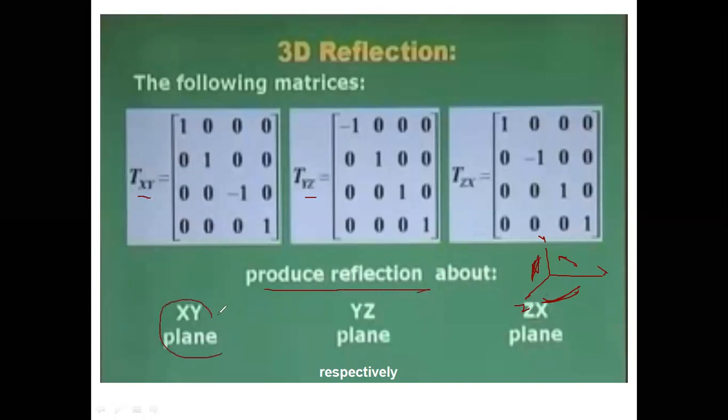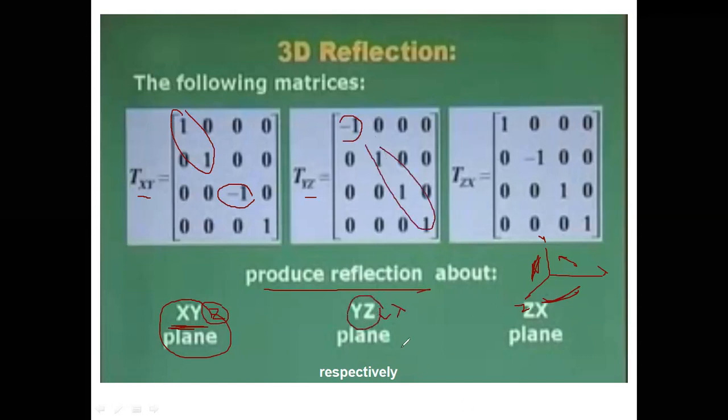So when we are reflecting an object in the xy plane, the z parameter is missing, so z will be negative and the rest of the values will remain the same. So in the diagonal values, the z parameter will be negative. Likewise, when we are talking about the yz plane, the x parameter is missing, x will be negative, and the rest of the values will be positive.